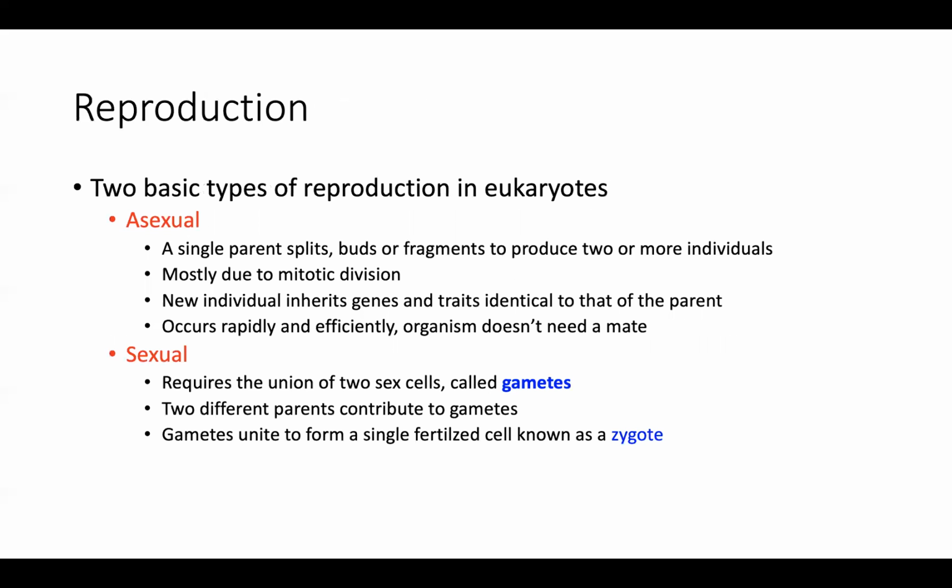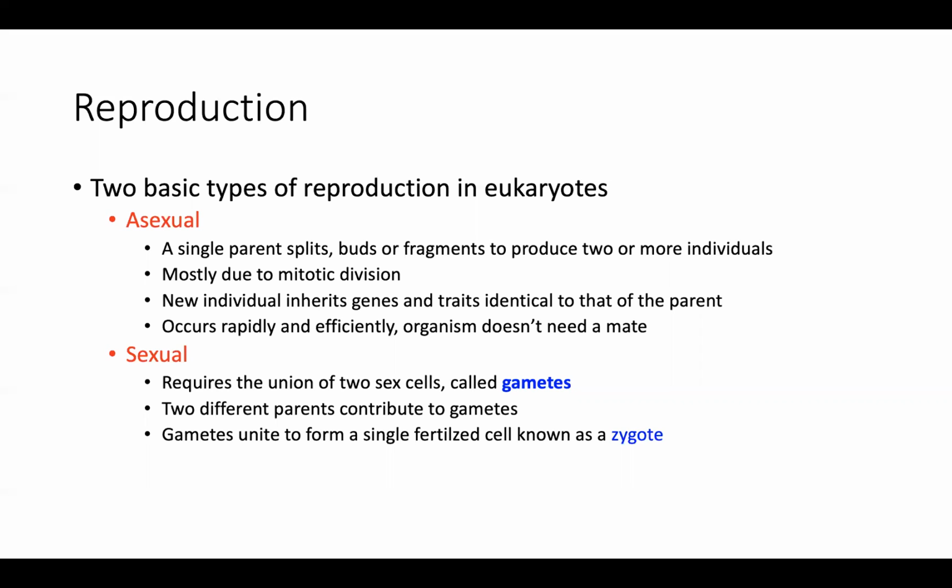So let's walk through our reproduction process. In general, there are two basic types of reproduction in eukaryotes: asexual reproduction and sexual reproduction. You should be able to readily identify the differences between these. Asexual reproduction is when a single parent is involved. It only requires a single parent to generate a new organism. For example, a single parent can split off, or go through budding or fragmentation, to produce two or more new individuals.